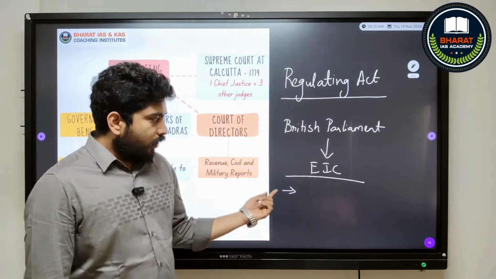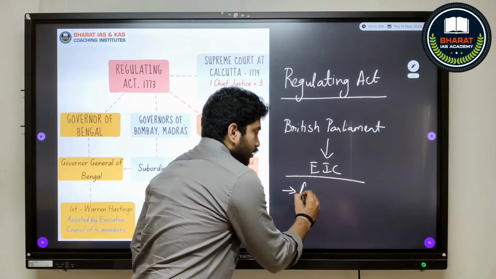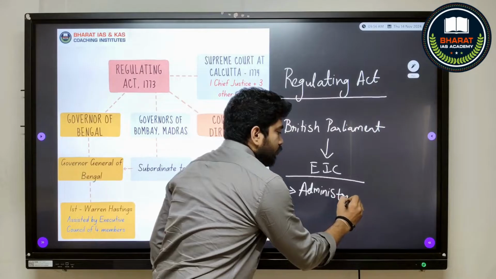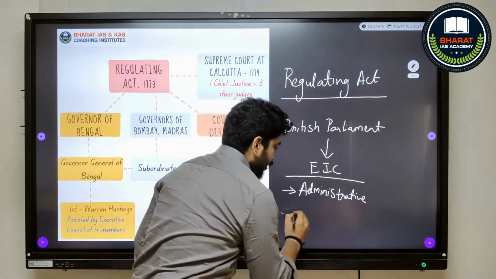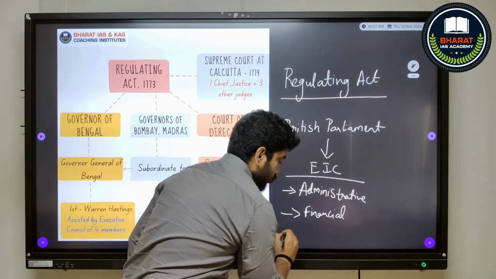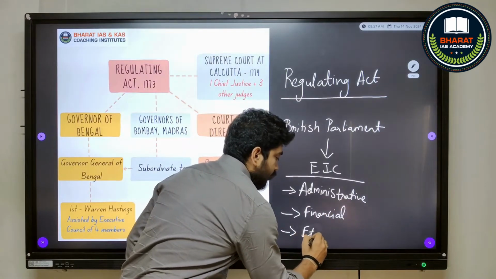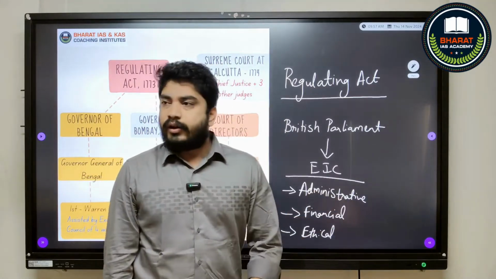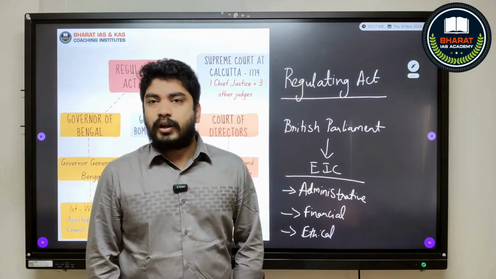Okay, so I say there was an administrative, financial and an ethical crisis as well. So what do we mean by the administrative crisis that the East India Company had undergone?